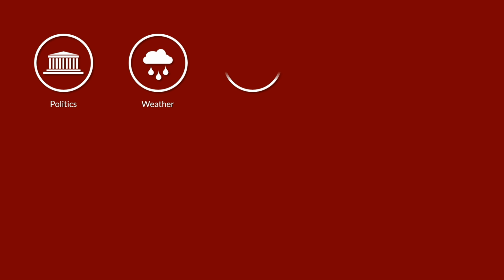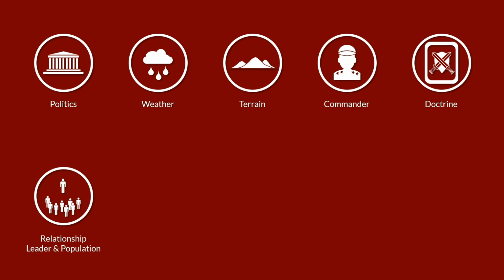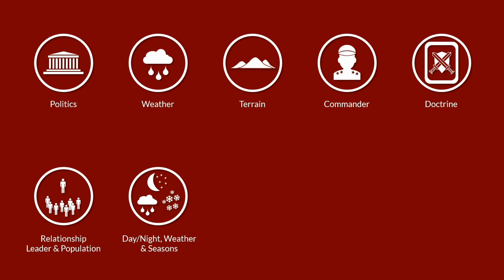Those are politics, weather, terrain, the commanders, and doctrine. He describes those factors briefly. Politics refer to the relationship and confidence of the population into its leader. Weather covers night, day, the climate, and the change in seasons. Terrain is about distances and the ease of movement and other influences.